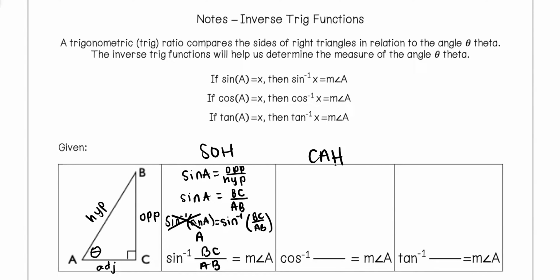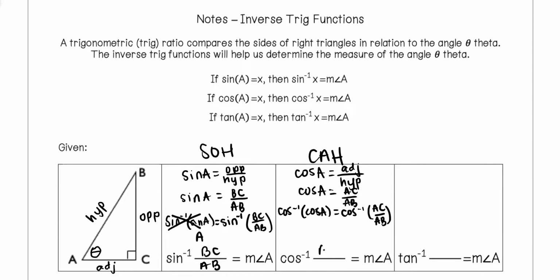Start with your cosine ratio. So the cosine of angle A is your adjacent over your hypotenuse. We are going to say that our cosine of A is the same as, in this triangle, AC over AB. And then we will take the inverse cosine of both sides of this function in order to get the A value by itself. So by taking the inverse cosine of the adjacent over the hypotenuse, we will get the measure of angle A. So the inverse cosine of AC divided by AB will get us the measure of angle A.